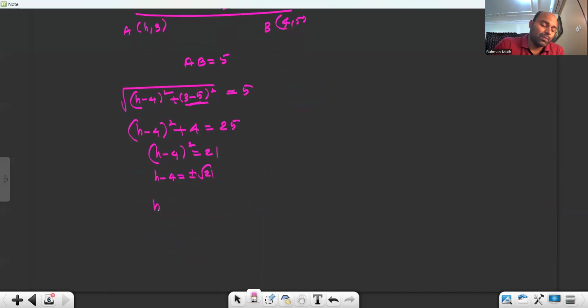Now H equals 4 minus 4, transposed, 4 plus or minus root 21. This will be your answer. H can be either 4 plus root 21 or 4 minus root 21. Like that the questions come.